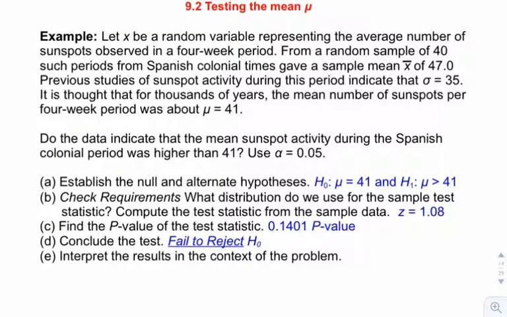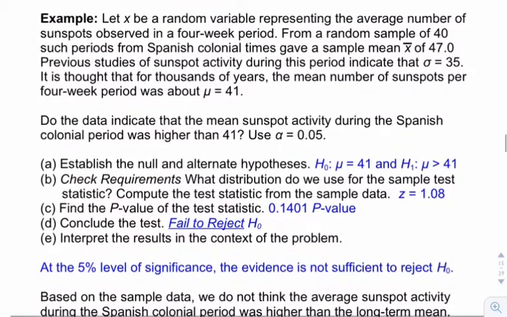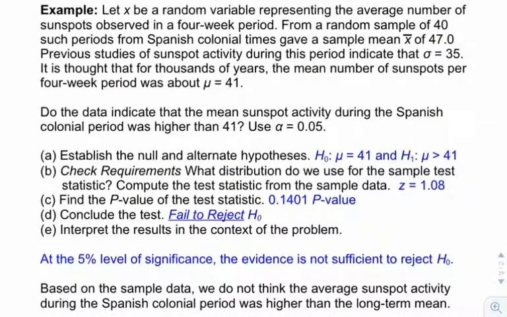So let's interpret our results in the context of the problem. So in the blue sentence here, at the 5% level of significance, the evidence is not sufficient to reject our null hypothesis. Or based on the sample data, we do not think that the average sunspot activity during the Spanish colonial era was higher than the long-term mean. So the blue sentence is a rather generic result statement from the data, and the sentence in black here really makes it specific to this particular problem.